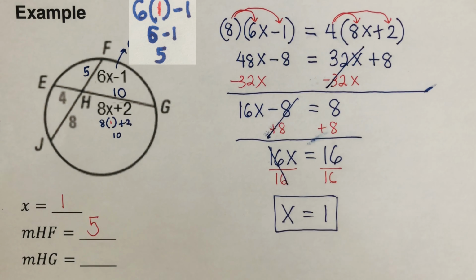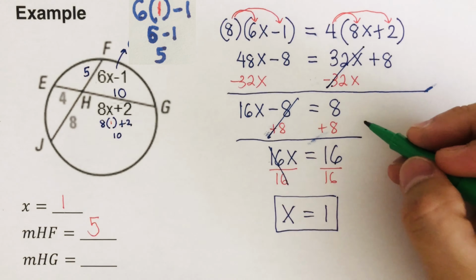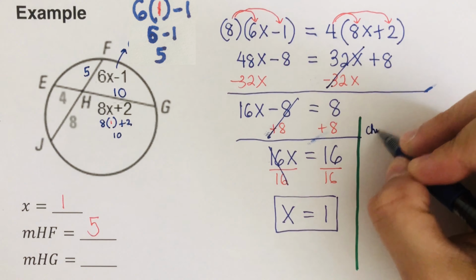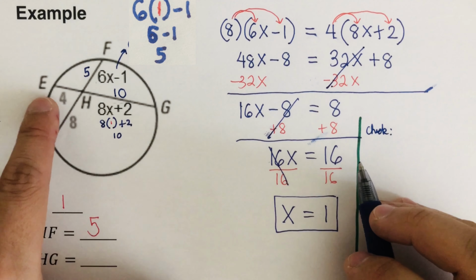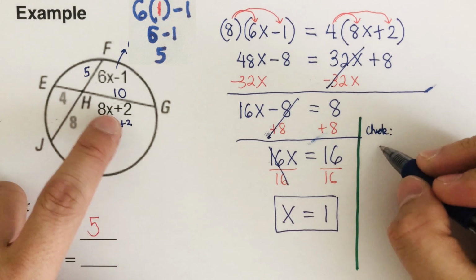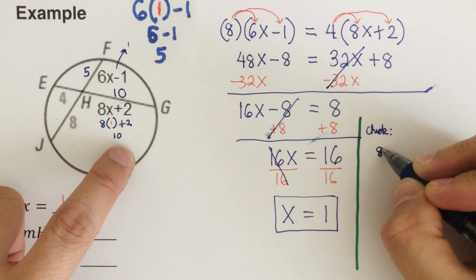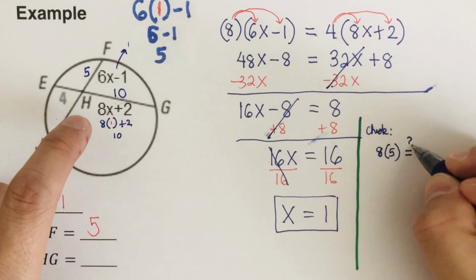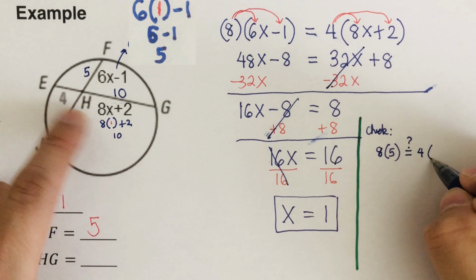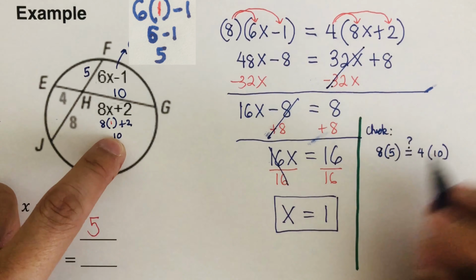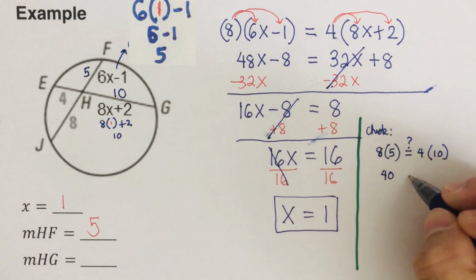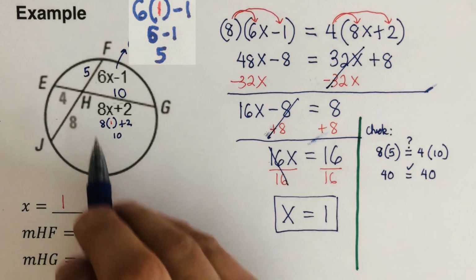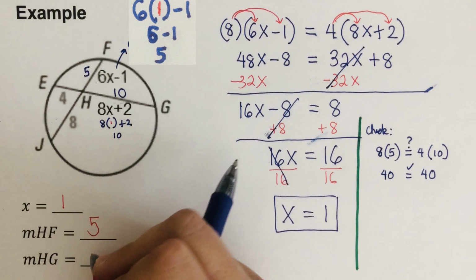We can check our work if we got it right. So I'm going to show the work here for checking. So let's check here. Again, it should come from the same line. So 8 times 5, is that equal to 4 times 10? So 8 times 5 is 40, is equal to 40. So then we are right. So our HG here is 10.